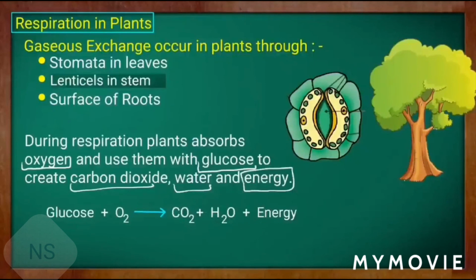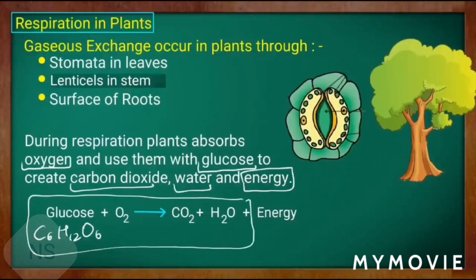During respiration, the plants absorb oxygen and use that oxygen to break down glucose, a 6-carbon molecule, into carbon dioxide, water, and energy. Yes, students, what happens during respiration? Glucose, a 6-carbon molecule, in the presence of oxygen, gets broken down into carbon dioxide, water, and energy. This energy will be stored in the form of ATP, which is nothing but adenosine triphosphate. Students, respiration is a catabolic process because the stored food in the plant is being broken down into carbon dioxide, water, and energy.